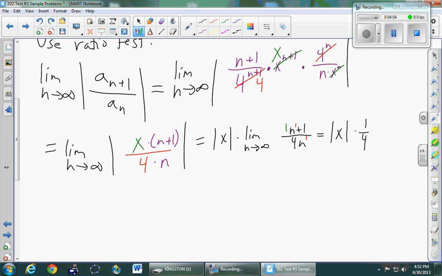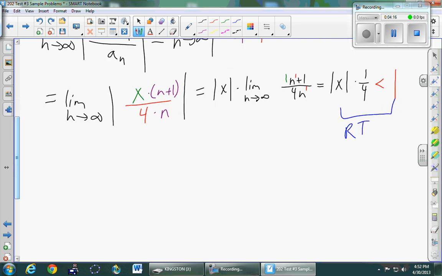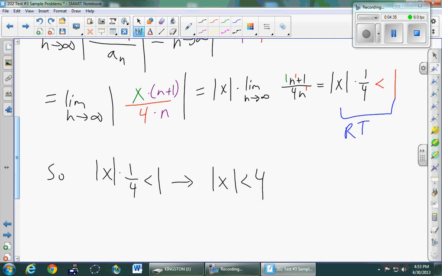And the ratio test always says that if you want to converge, you need that limit to be less than 1. And so then we just have to solve down here. The absolute value of x times 1/4 needs to be less than 1. All right, so how about we try to get that absolute value by itself. We'll multiply both sides by 4. Because it's a positive number that we just multiplied by, we don't need to flip the inequality.